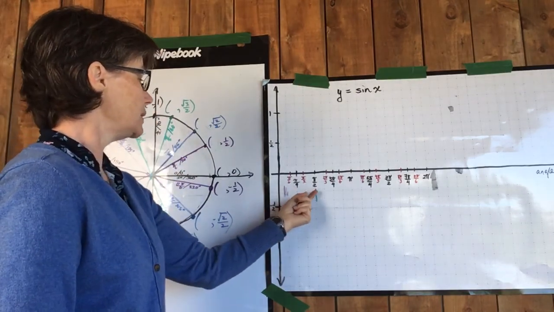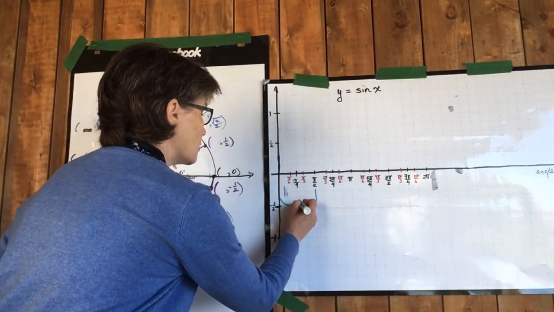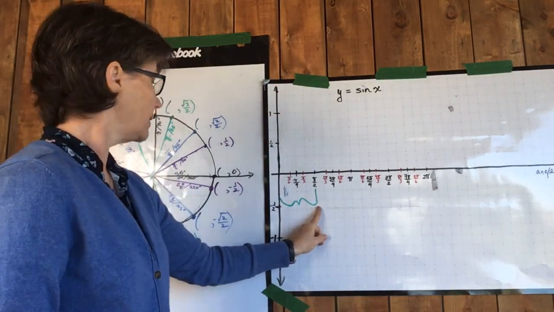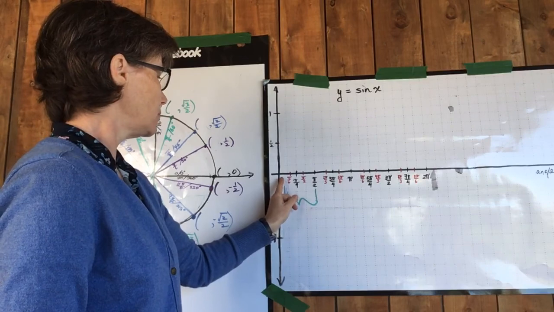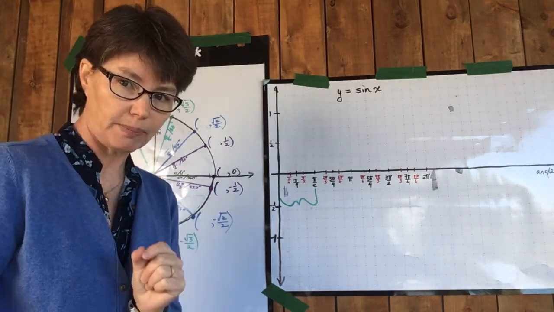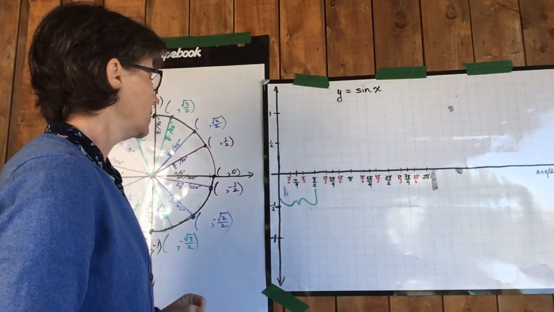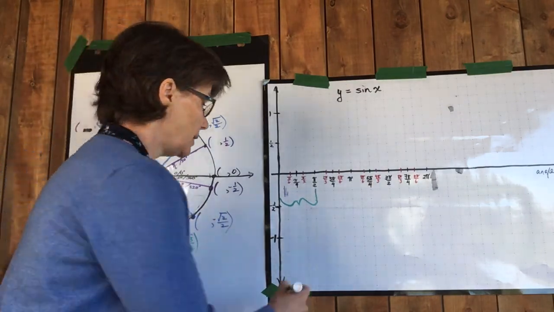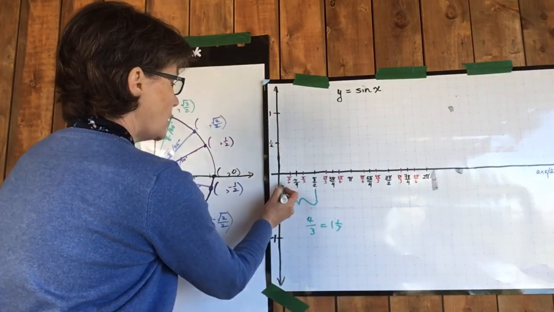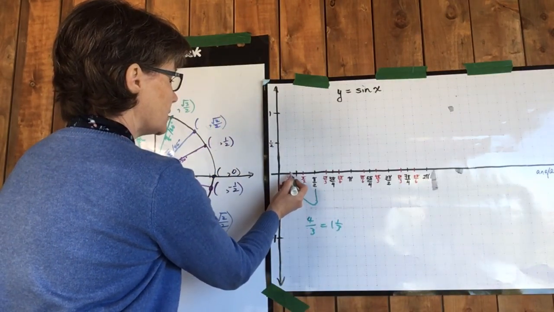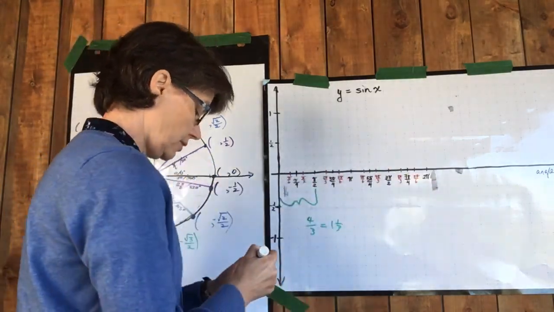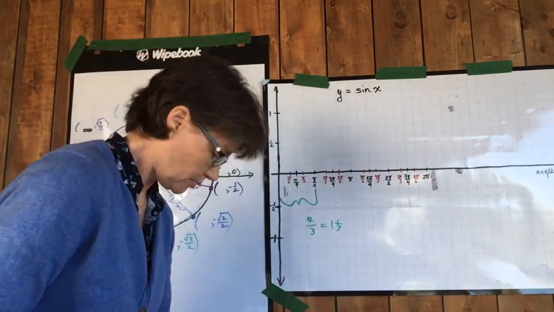In other words, we need two spacings within this pi over 3 spacing. One gap here, 2 gaps here, 3 gaps here. So we need 3 spacings within 4 grid marks. So 4 divided by 3 is 1 1/3. So every 1 1/3 grid marks is 30 degrees or pi over 6. So figure out your scale that way as well.